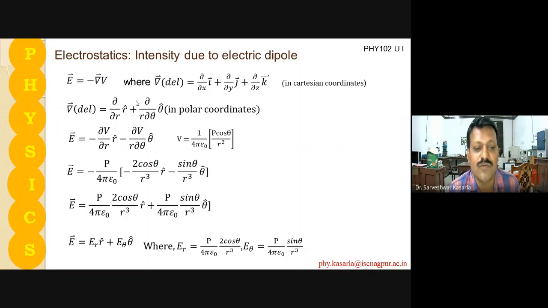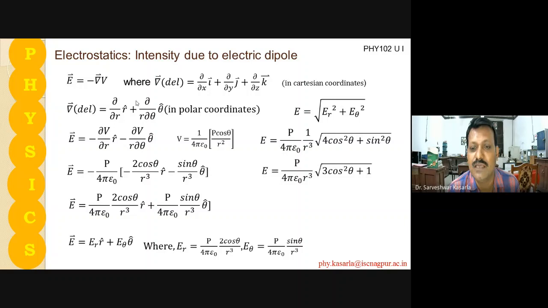So finally, you will get the value of E by taking the square root of ER square plus E theta square. The magnitude of intensity is equal to P upon 4 pi epsilon 0 R cube into the square root of 3 cos square theta plus 1. So this is the final relation, and we can find the direction of E also. Tan phi is equal to E theta upon ER is equal to half tan theta, where phi is the angle between ER and E.